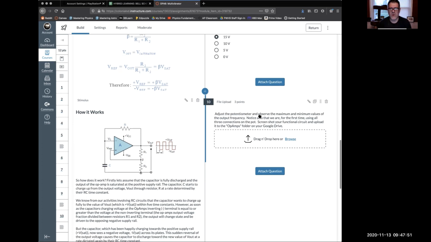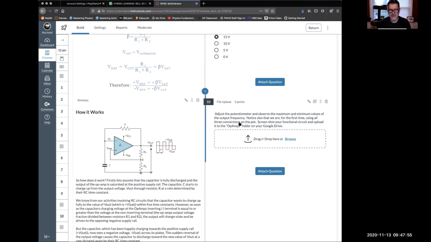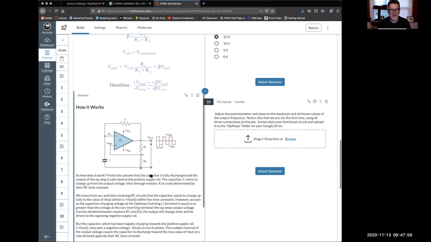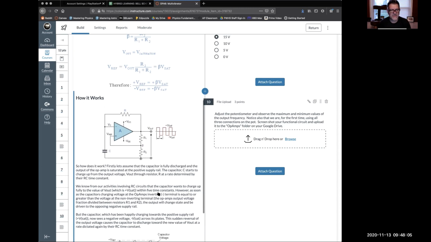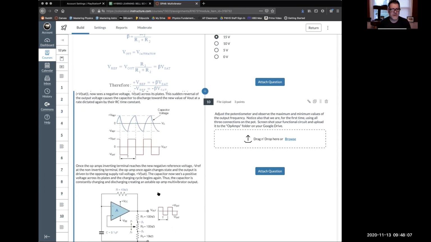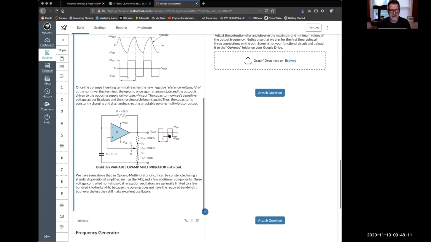So this stimulus here only has one thing, and that is to build the circuit in iCircuit and drag and drop it. Notice it has the rail voltages on here, so I could use that if I want. You know what? For the sake of completeness, I'm going to go ahead and actually build this thing in iCircuit and see what I get.